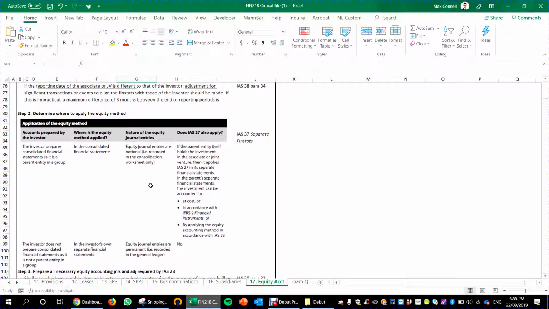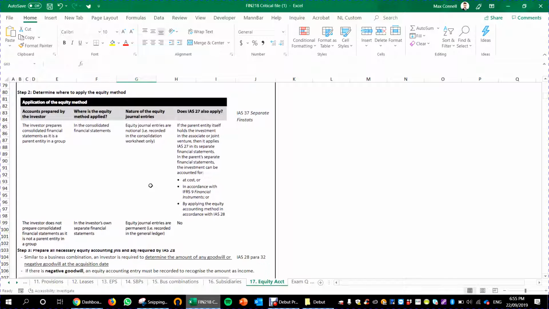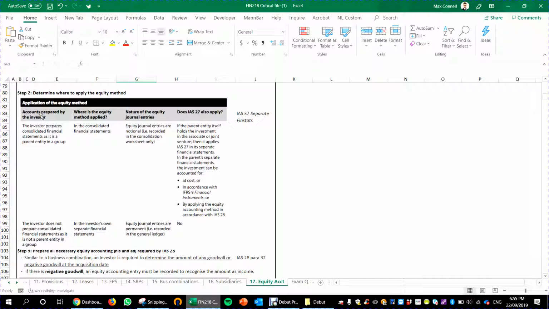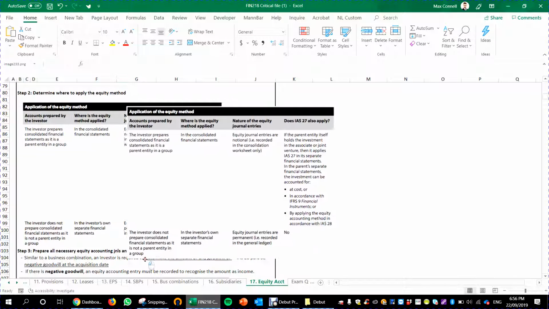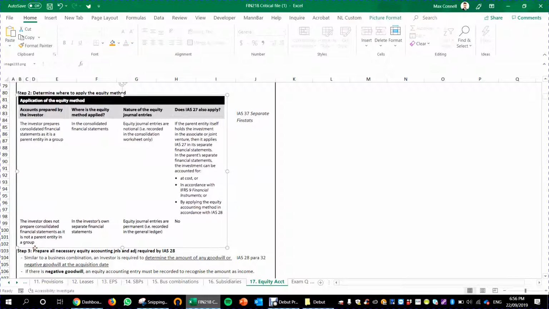So where do we apply the equity method? Okay, so application of the equity method. Accounts prepared by the investor: the investor prepares the consolidated financial statements as it is a parent entity in a group; the investor does not prepare consolidated financial statements as it is not a parent entity in the group. Where is the equity method applied? In the consolidated financial statements, and in the investor's own separate financial statements.